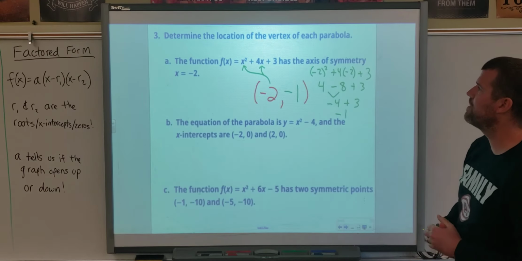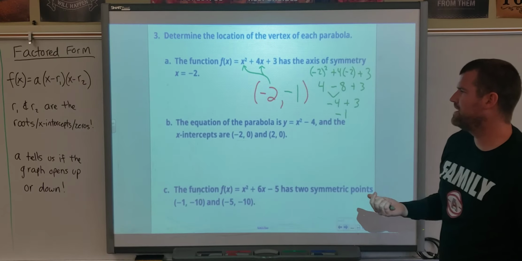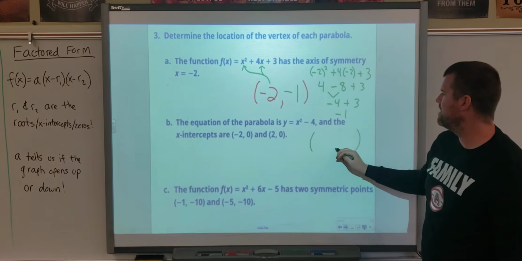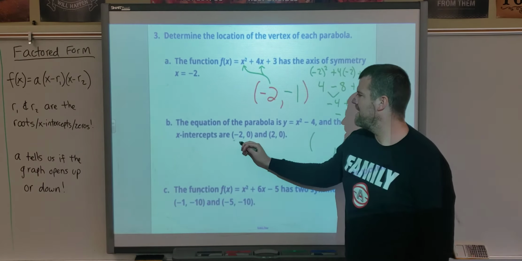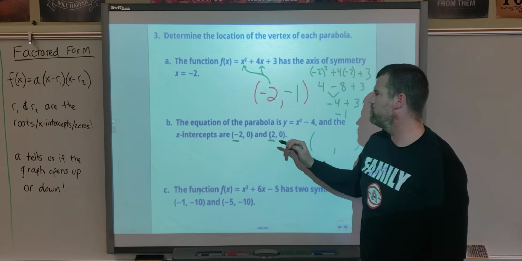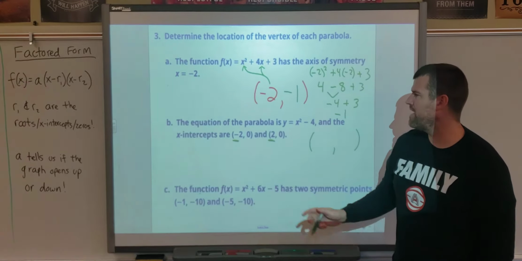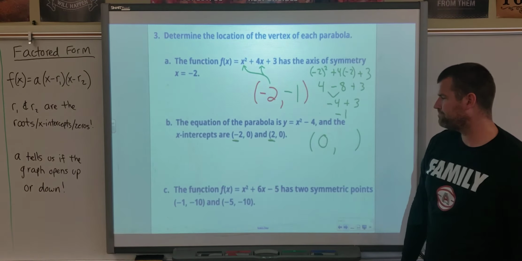Same thing on this one. If we want to find the vertex, first thing we need to find is our x coordinate. And the way we can find our x coordinate is by finding the axis of symmetry, which, if my x's are at -2 and +2, what is halfway between those? Well, halfway between -2 and +2 is 0.